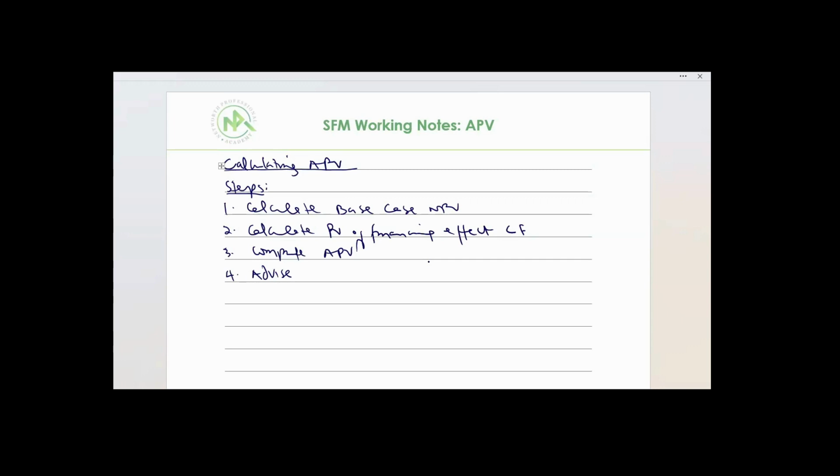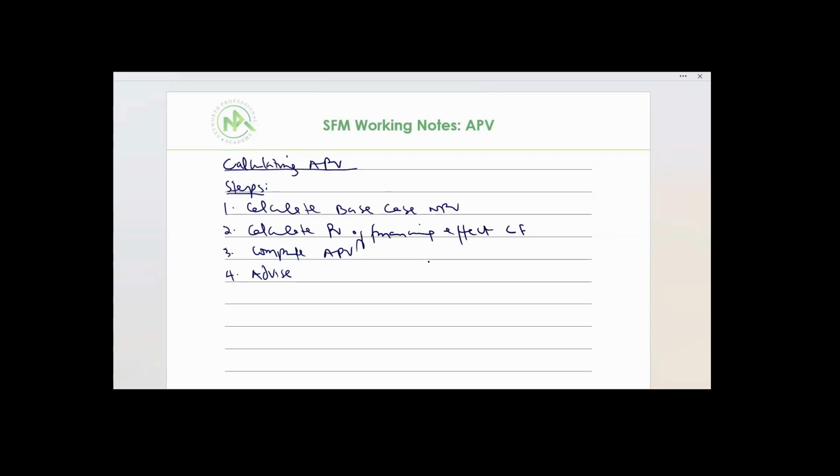You see, life would have been very easy in the determination of adjusted present value if you can just go to the question and just bring in your base case NPV directly. Just come and post. You go into the question, just go and pick the PV of financing effect cash flow. Life would have been so easy as far as APV is concerned.